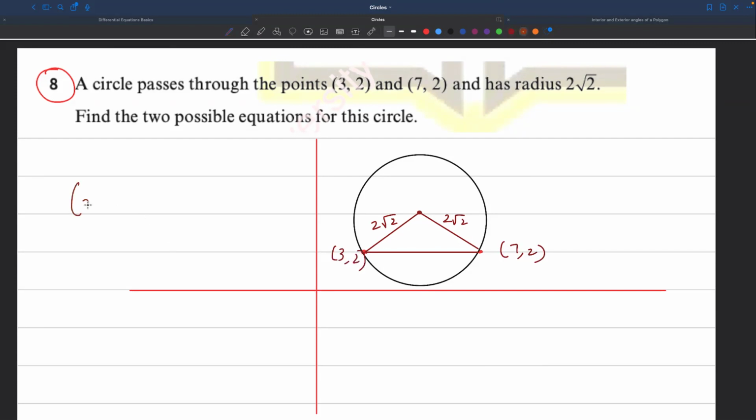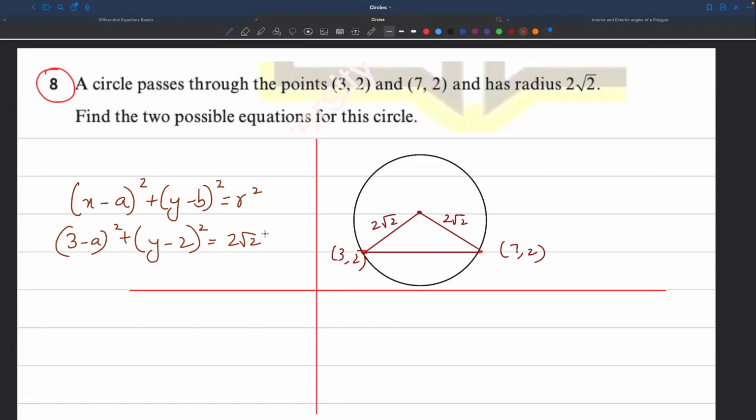Okay, so x minus a whole squared plus y minus b whole squared is equal to r squared. In place of x I can write 3. In place of y I can write 2, equals 2 root 2 squared. And then using the other point I can, and why is it telling us two possible equations?